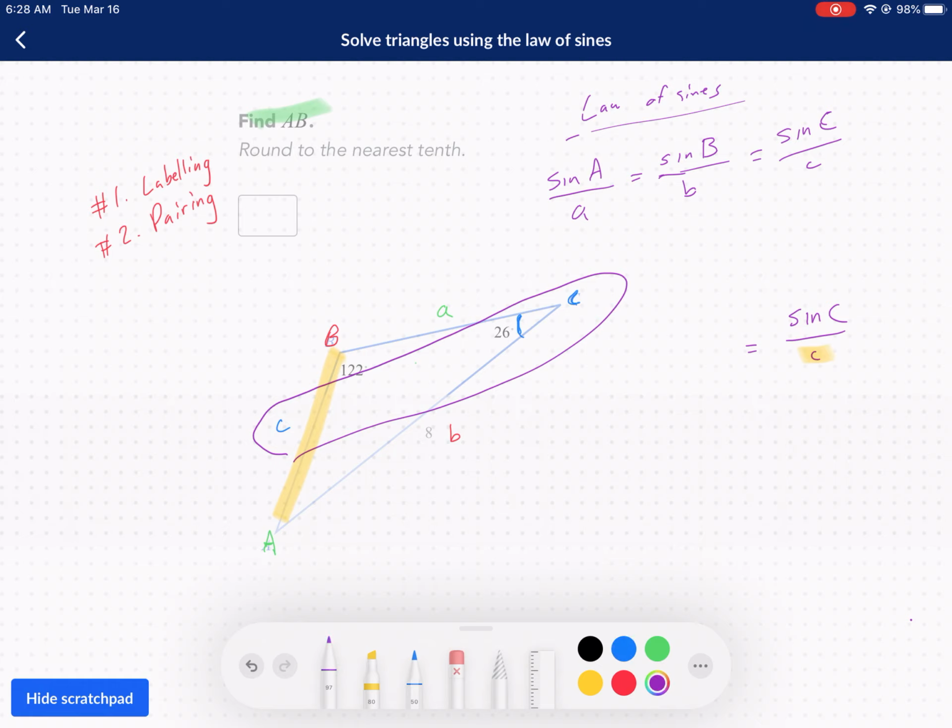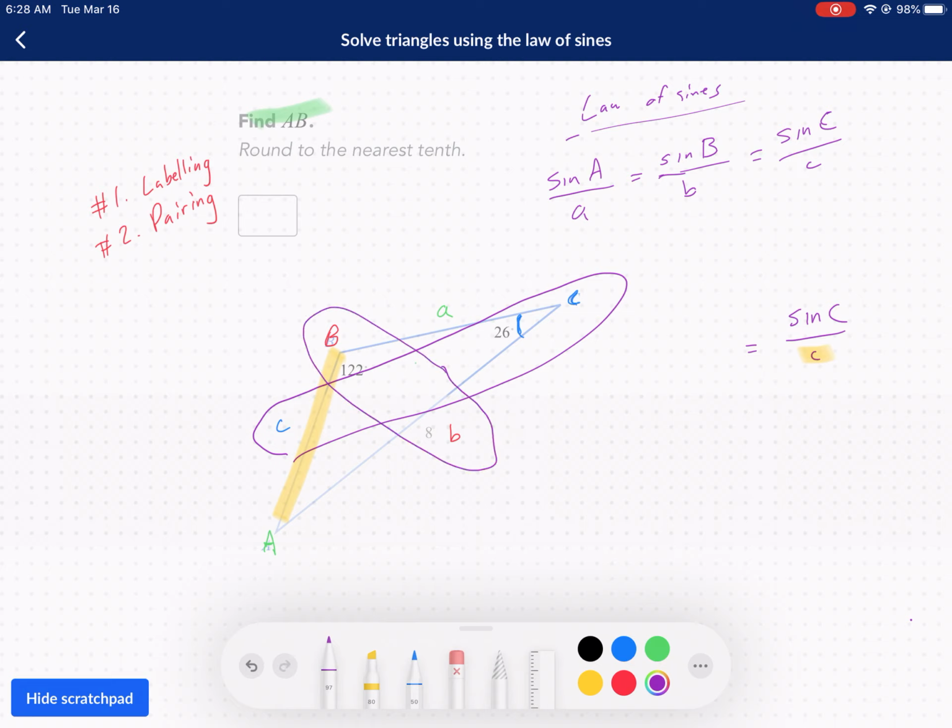Now, we need another ratio, another fraction, to set this equal to. We can't use A, either the side a or the angle A, because we don't know either of those pieces of information. That would be too many unknowns. That'd be three unknowns in one proportion. That's not good. But we can choose B.